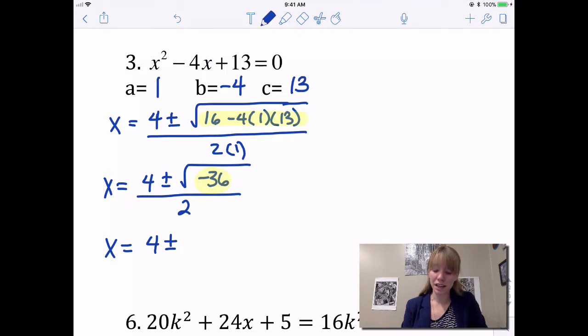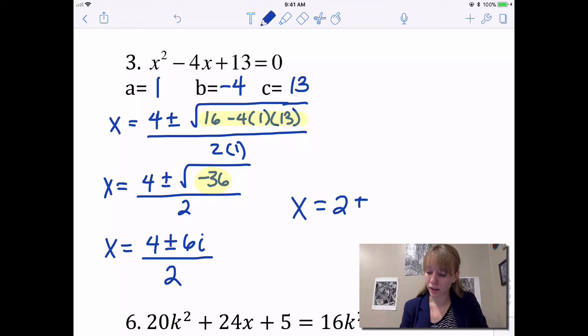But we also know that this is just x equals 4 plus or minus... If there wasn't a negative, the square root of 36 is actually 6. And the negative under the square root, we just tag it with an i, all over 2. So now my two answers are x equals 2 plus or minus 3i.